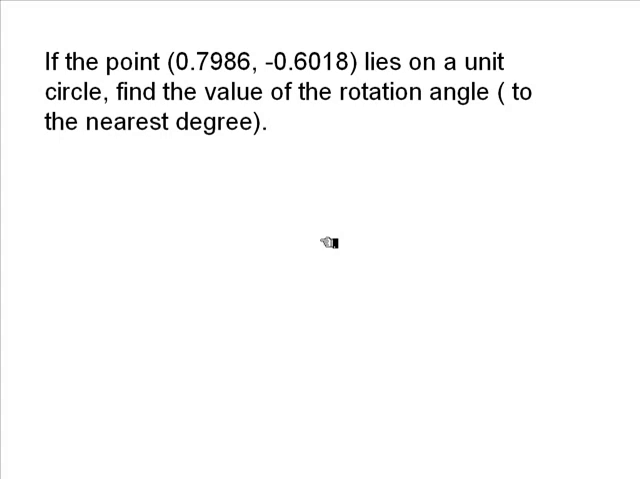So if we have a point 0.7986, comma, negative 0.6018 on the unit circle, we want to find the value of the rotation angle, in this case to the nearest degree. So if you don't know the characteristics of the unit circle, you will have a hard time with this question. But because we know what those coordinates represent, we can solve it fairly easily. We have to identify where we are, though. And because x is positive and y is negative, we know that we have to be in quadrant 4. That's the only quadrant where x and y satisfy those conditions.